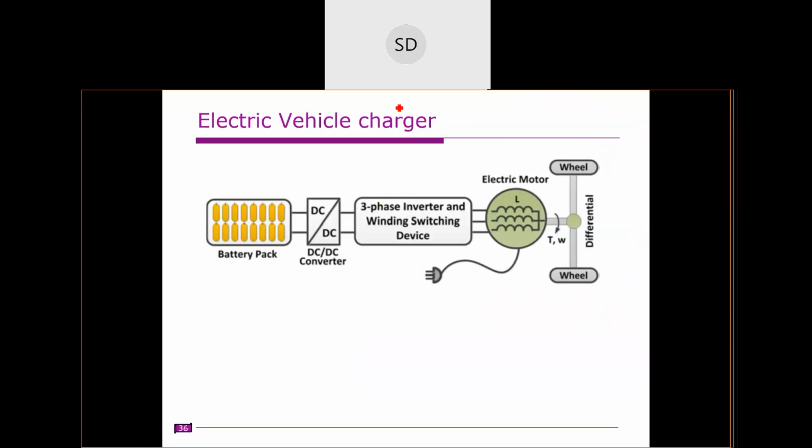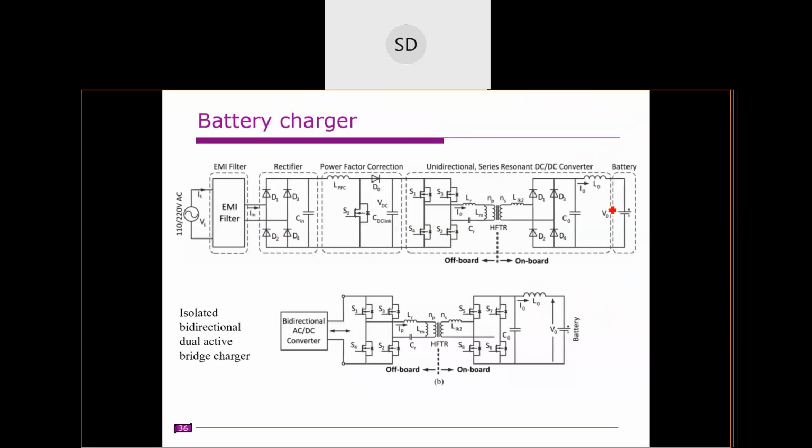This is also used in electric vehicle chargers. So we have this battery charging circuit, and there are 2 different types of chargers here. The first one, you can start from here. This is the AC source. This part is on board, that means inside the vehicle, and this part is off board, that means outside the vehicle.